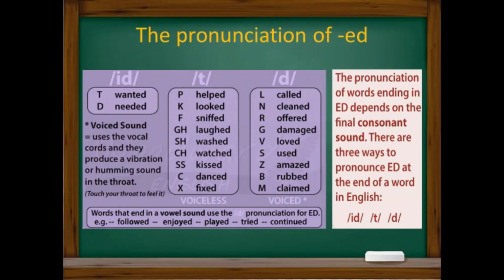So, how do you know if a sound is voiced or voiceless? If you touch your throat and say the sounds b, d, g, you will feel a vibration in your hand. The vibration in your throat is caused by the vocal cords moving or vibrating. These sounds are called voiced sounds. Now touch your throat and say the sounds p, t, k. Do you feel the vibration in your throat? No, it's not there, right? These sounds are voiceless because they don't vibrate your throat.